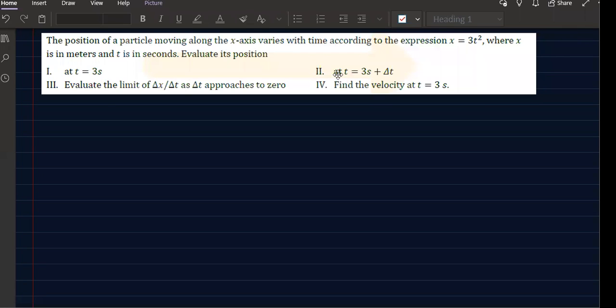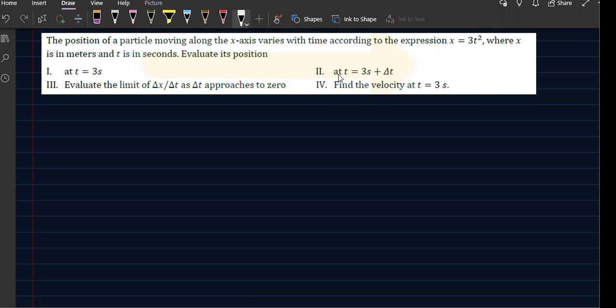First one, it will be 27, right? Because you have to find the positions. Let's see the first one. We know that the expression of position is given by x is equal to 3t square. So the first question is simple. It's straight away putting the value in the formula. At t is equal to 3, find its position. So x at t is equal to 3 seconds is 3 into 3 square, which is equal to 27 meters. It was easy, right?